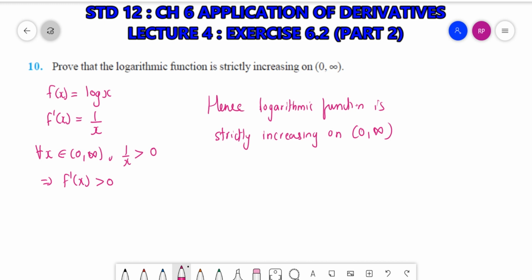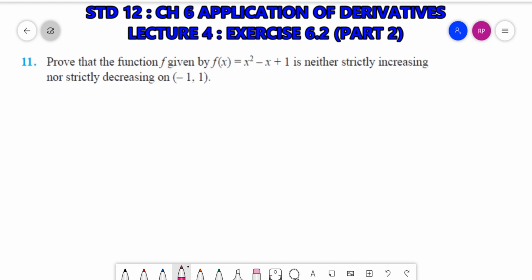Now let's move to the next, that is question number 11. Prove that the function f given by f of x equal to x square minus x plus 1, you have to prove that it is neither strictly increasing nor strictly decreasing on the interval minus 1 to 1, an open interval. So let's take the derivative, f dash x is equal to 2x minus 1.